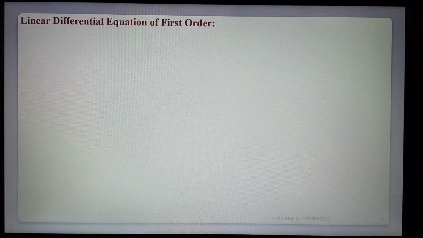Hi students. Okay, today we are learning the topic: linear differential equation of first order. What is the definition and what is the solution of the linear differential equation, and how to find the general solution of a given first order linear differential equation. Okay, see the definition first of all.